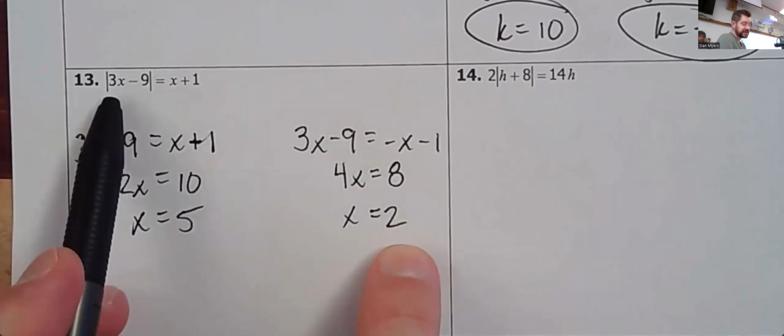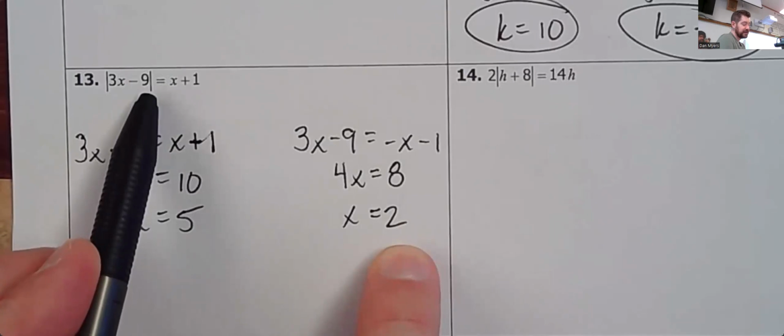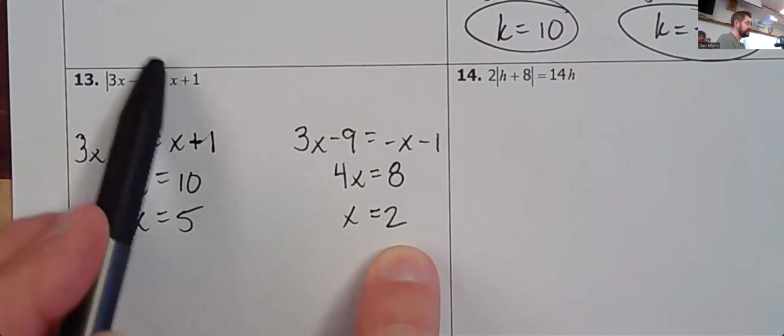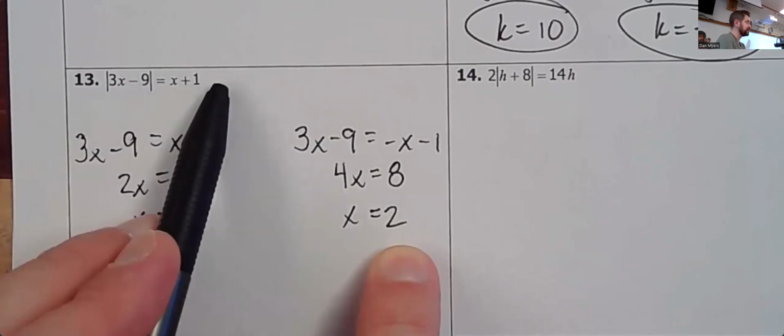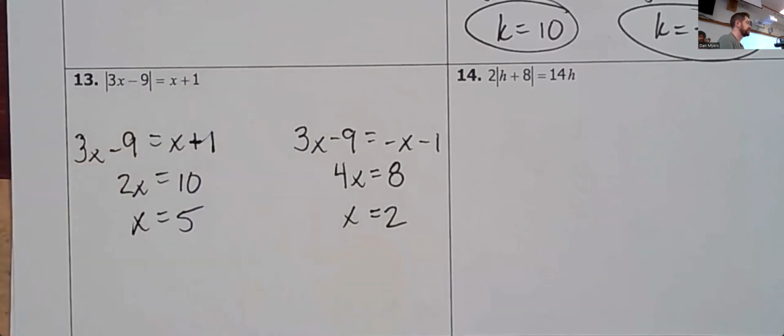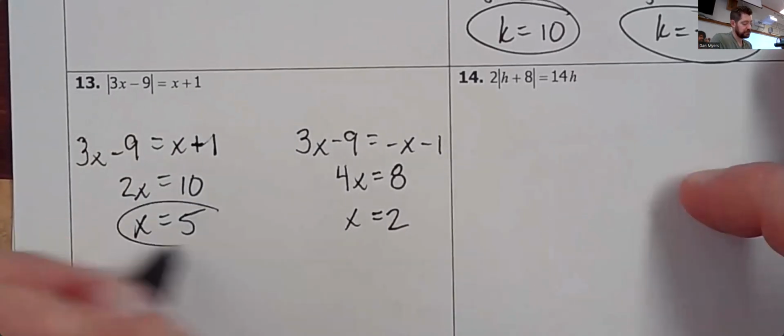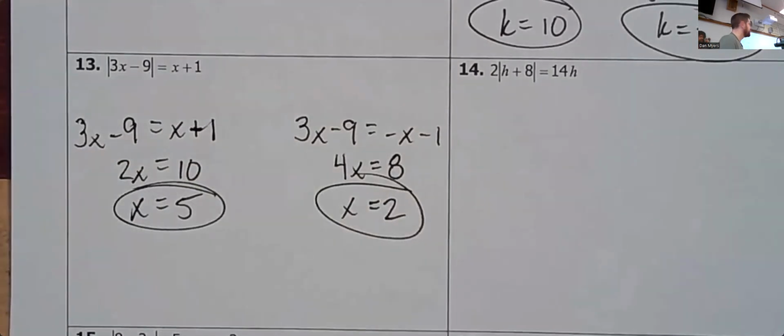3 times 2 is 6. 6 minus 9 is negative 3. The absolute value of negative 3 is 3. And then over here, 2 plus 1 is 3. So 3 equals 3. All right. So those are both good. Any questions on 13 before we look at 14? Has anybody tried 14 already? Anybody moving ahead? See what happens on this one?